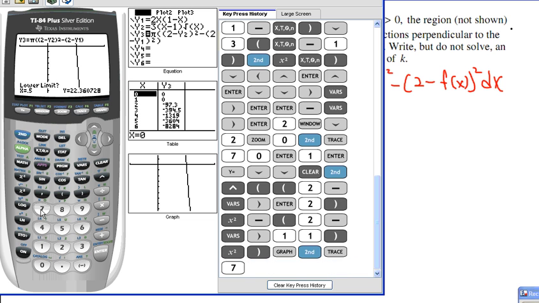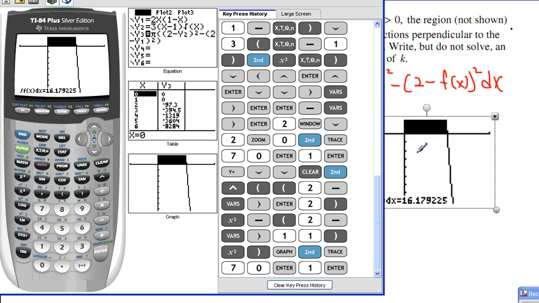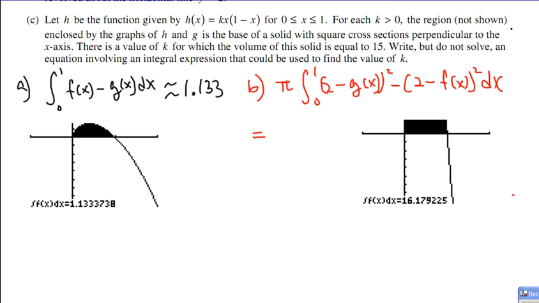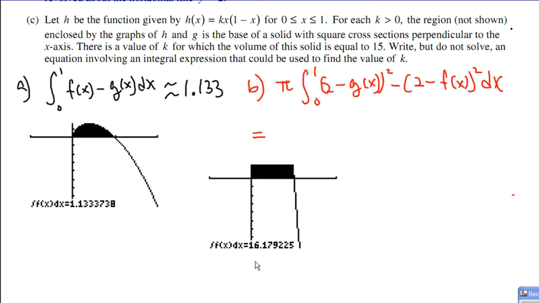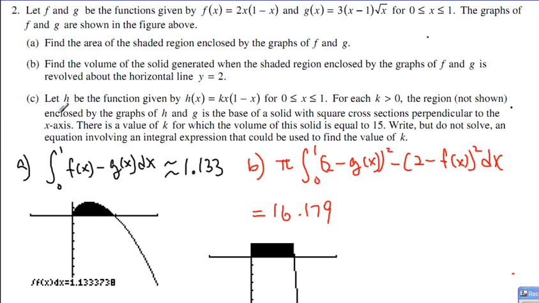Second, calc 7, lower limit is equal to 0, upper limit is equal to 1. All right, there it goes. So our answer is right over here: 16.179. They didn't say anything about making some sort of approximation, so I'm just going to leave it like this. Now, number C.